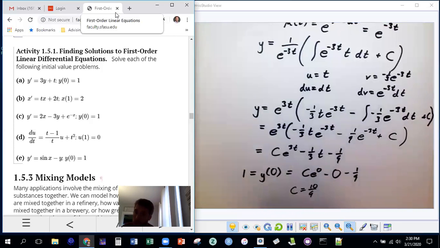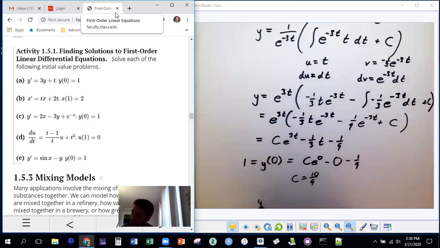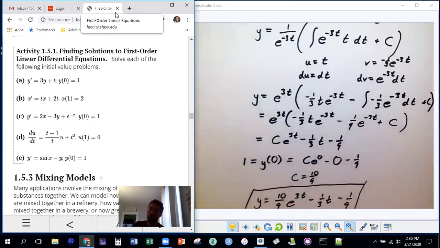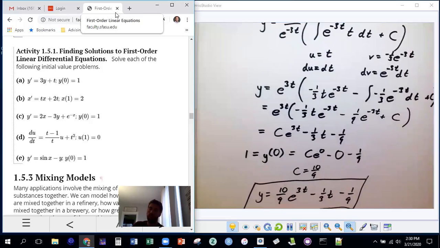So that means my final answer is that y equals 10/9 e to the 3t minus 1/3 t minus 1/9. Move it up so you can see it there. And that is the answer to 151A.